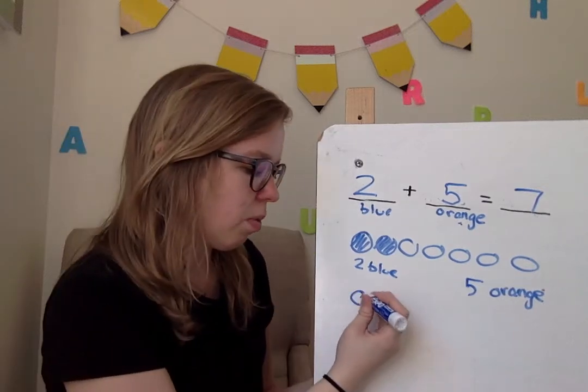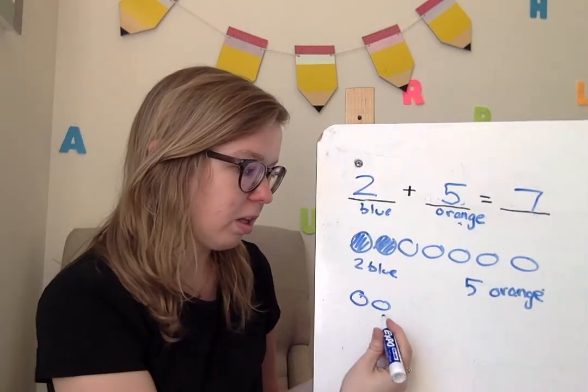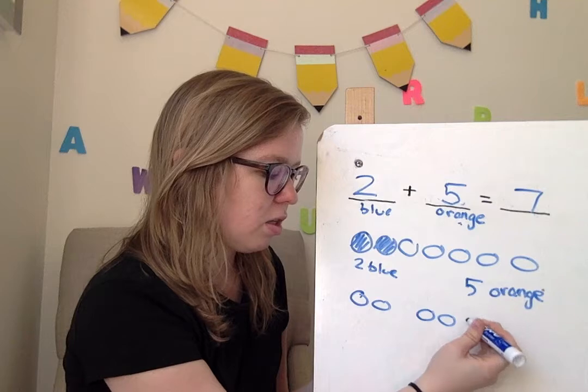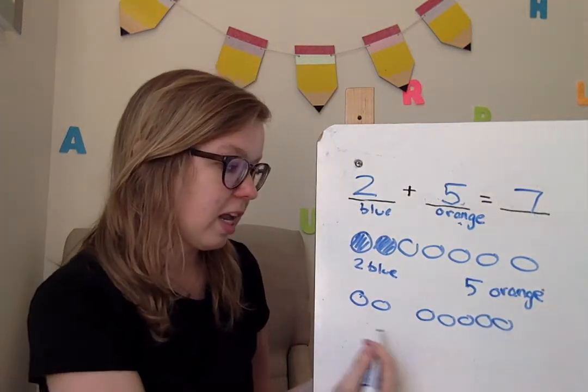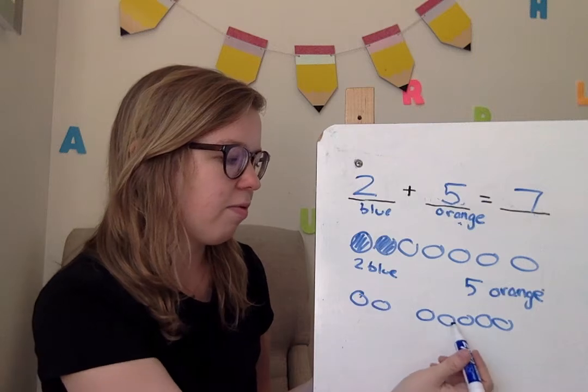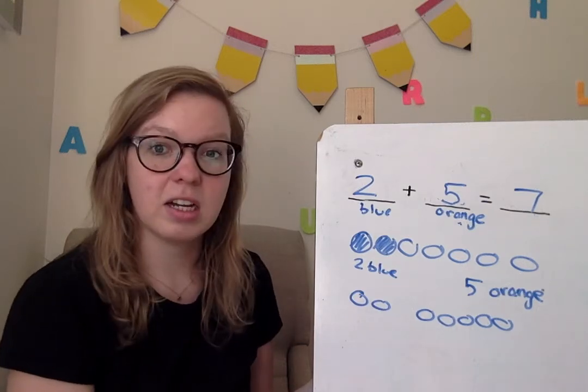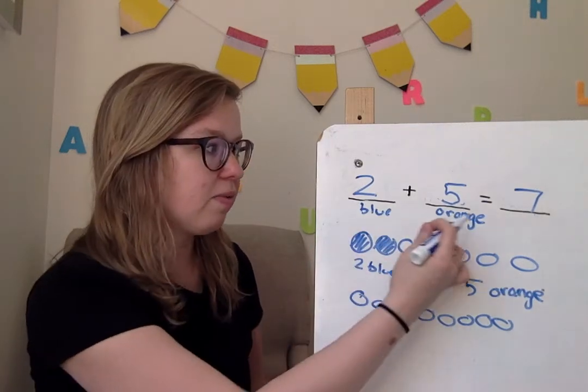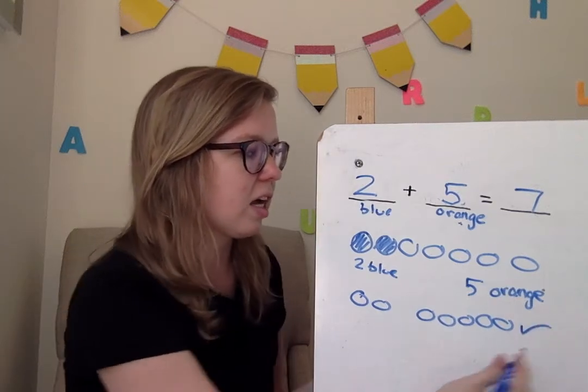So I'm just going to draw 1, 2 for the blue, and then plus 1, 2, 3, 4, 5, and then I can count them all together to make sure it equals 7. So 1, 2, 3, 4, 5, 6, 7. And I was right. 2 plus 5 equals 7. So I can put a check.